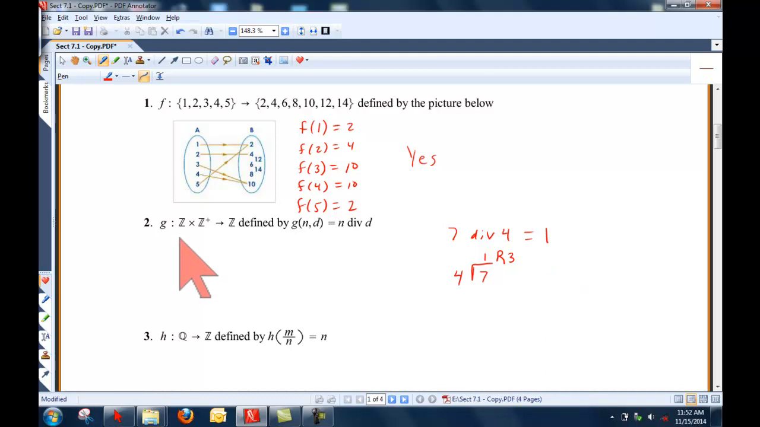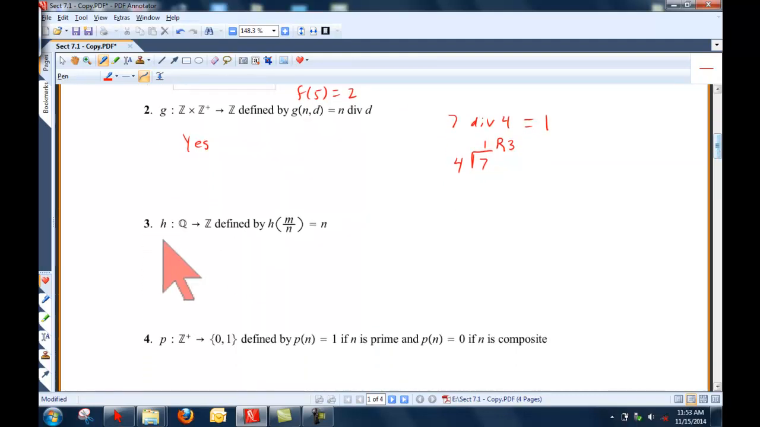And so when we take an integer and we divide it in this way by a positive integer and just take the quotient, the question is, do we always get a unique integer? And the answer is yes. Division by 0 is not allowed, but it's not part of the definition of the function because the d number has to come from the positive integers.